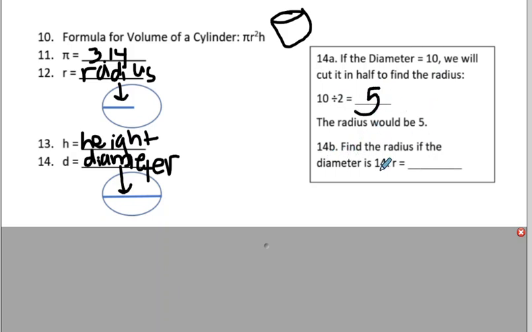14b, find the radius if the diameter is 14. Okay, I want you to try that one on your own. I'm not going to tell you the answer, so pause the video. And when you find the radius if the diameter is 14, raise your hand and get it checked. So your diameter is 14, but I want to know what the radius is.